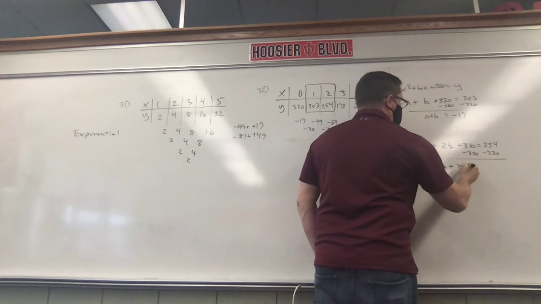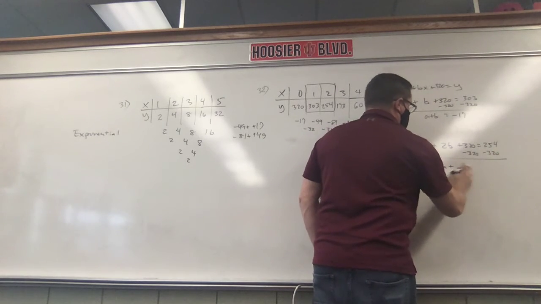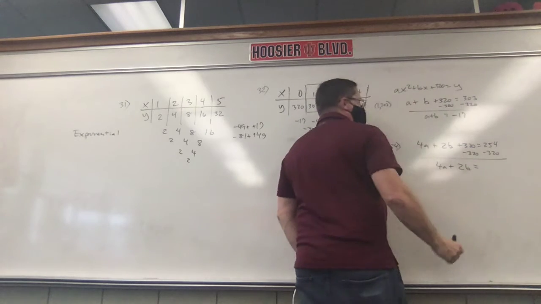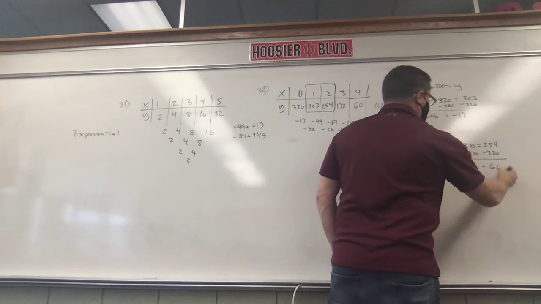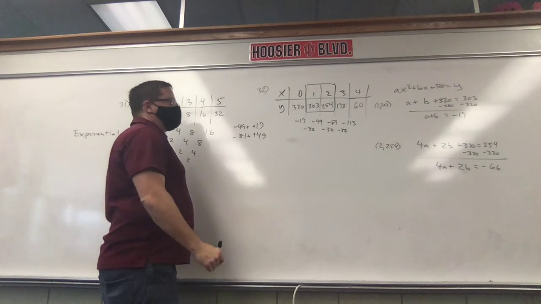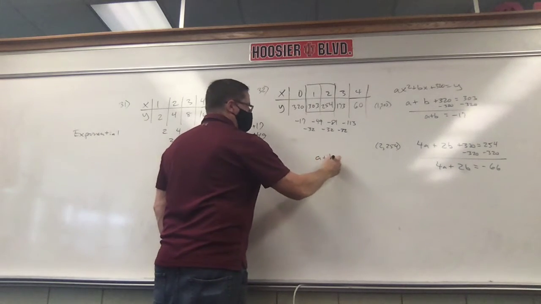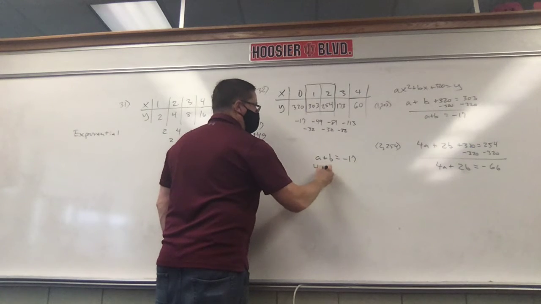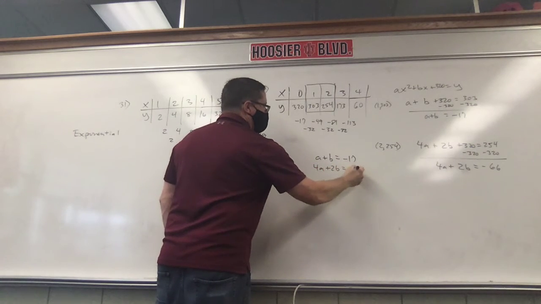4a plus 2b. 254 minus 320 is negative 66, I think. Negative 66, yes. I'm going to stack those. a plus b is negative 17. And 4a plus 2b is negative 66.